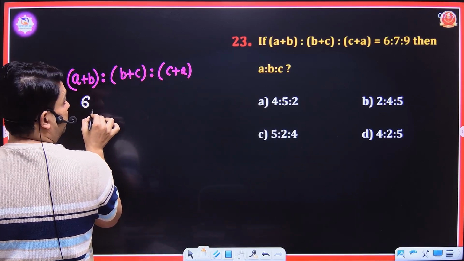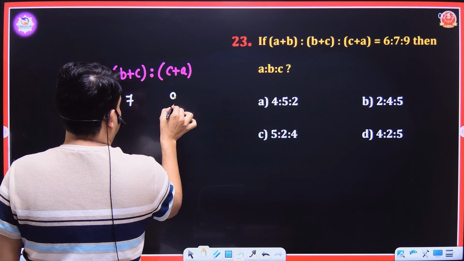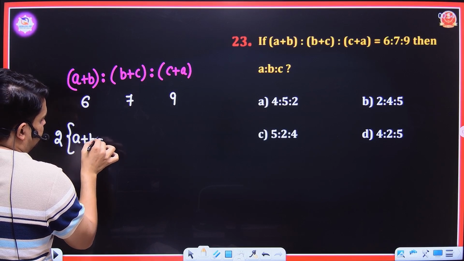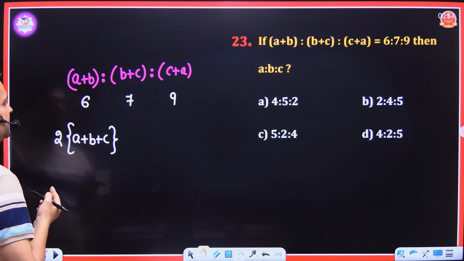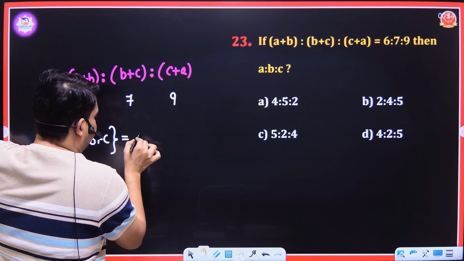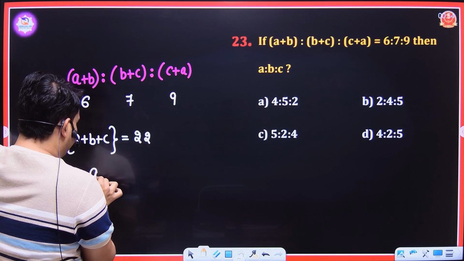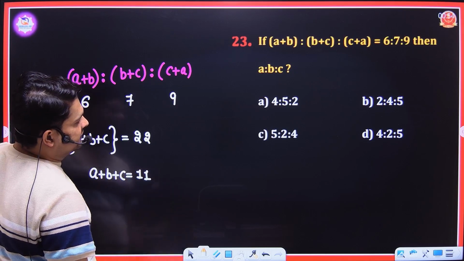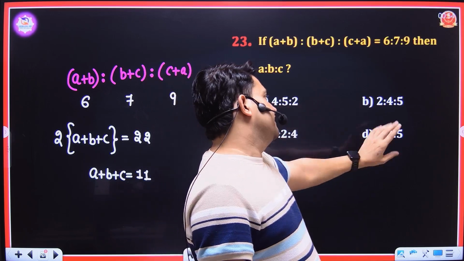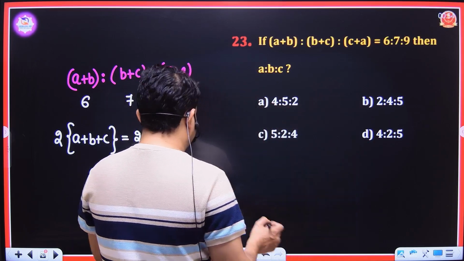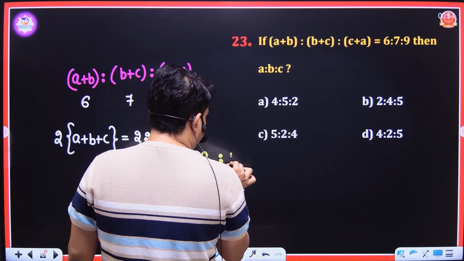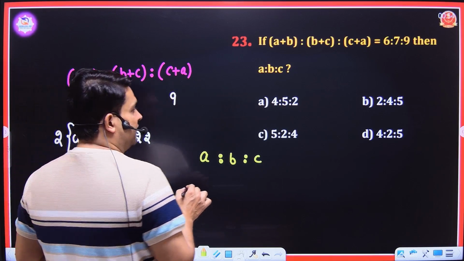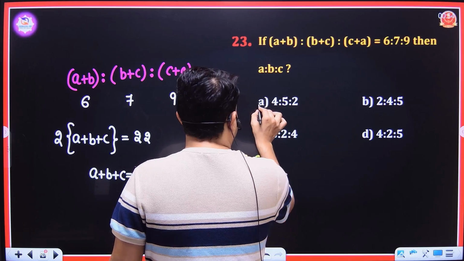Mostly time and work and time and distance. a plus b ratio b plus c ratio c plus a is 6 ratio 7 ratio 9. So twice of a plus b plus c is equal to 7 plus 6 is 13, 13 plus 9 is equal to 22. So the value of a plus b plus c is 11. First of all, look for the options in which the sum is 11. Here is 11, here is 11, here is 11, here is 11. So any one of them can be the answer. Then we have to write each of them individually. Here a plus b is 6, then c must be 5. So c is 5 in two options. It means these two can be eliminated.